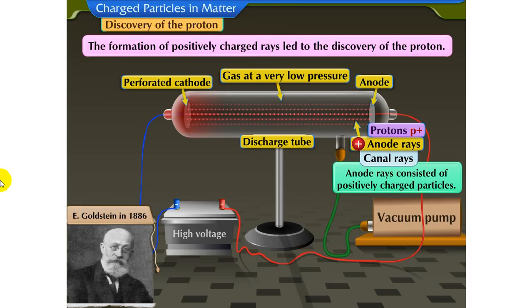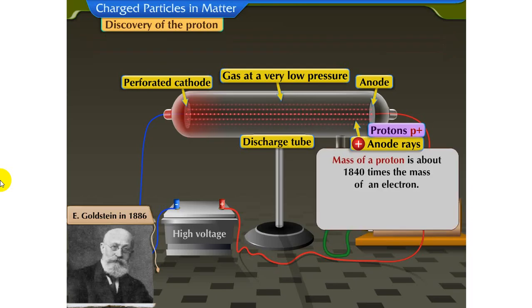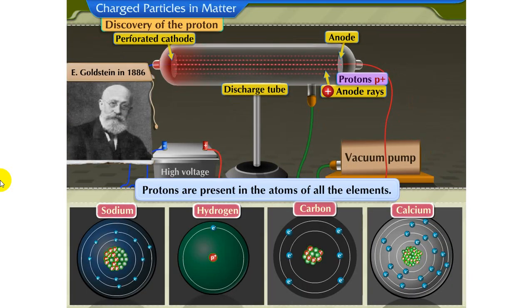Protons are represented by the symbol p positive. The mass of a proton is about 1840 times the mass of an electron. The mass of a proton is taken as 1 unit. A proton has +1 charge. Protons are present in the atoms of all the elements.